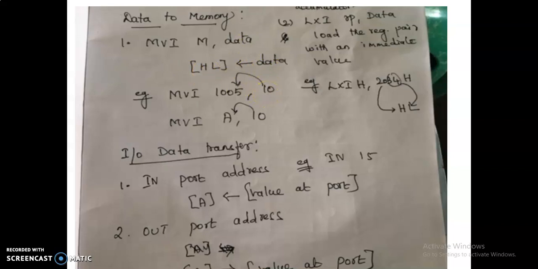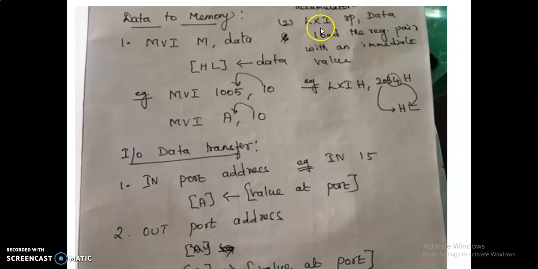Here the data is directly given. We didn't use any registers. The input data is directly moved to the particular memory location 1005. This is the memory location. And this is the register; this register is the accumulator. The value 10 is directly moved to the accumulator A. This is called move immediate, one type of immediate addressing mode. The value is directly moved to the register, and here the data is directly moved to the memory location 1005.